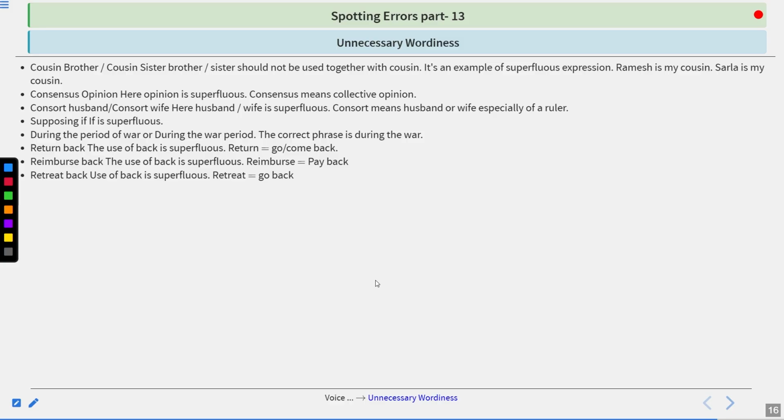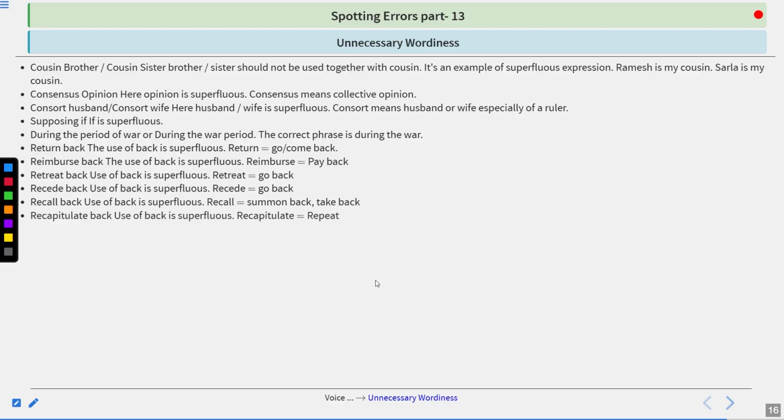Retreat back. Use of back is superfluous. Retreat means go back. So do not use back with it. Recede back. Use of back is superfluous. Recede means go back. So do not use back with it. Recall back. Use of back is superfluous again. Recall means summon back or take back. So do not use back with it. Recapitulate back. Use of back is superfluous. Recapitulate means repeat. So do not use back with it.